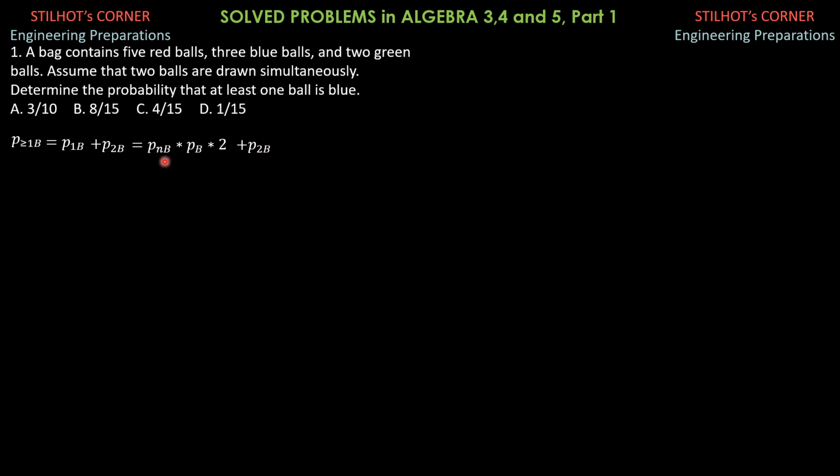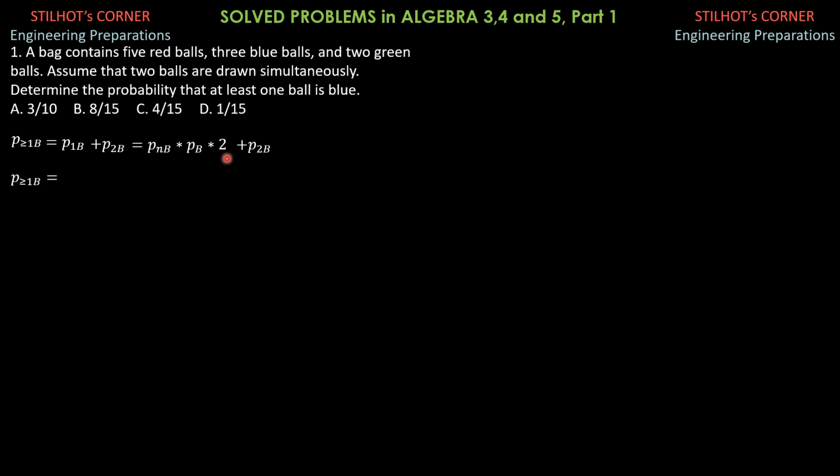So for the first one, it is not blue. There are 5 red balls plus 3, 8, plus 2 green balls, so 10. There are 10 balls all in all, and 7 of them are not blue. Therefore, this is 7 over 10. And in the second part, it is 3 over 9, since 9 balls are left, then times 2.